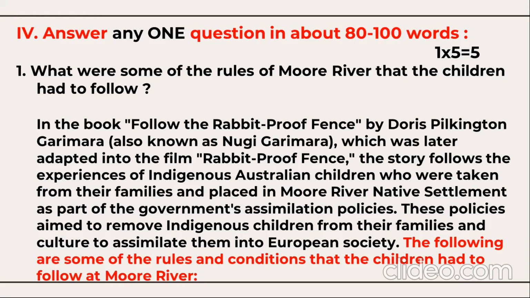The story follows the experiences of indigenous Australian children who were taken from their families and placed in Moor River Native Settlement as a part of the government's assimilation policies. These policies aimed to remove indigenous children from their families and culture to assimilate them into European society. The following are some of the rules and the conditions that the children had to follow at Moor River. So these are the conditions. Now, these are the rules, we can say.